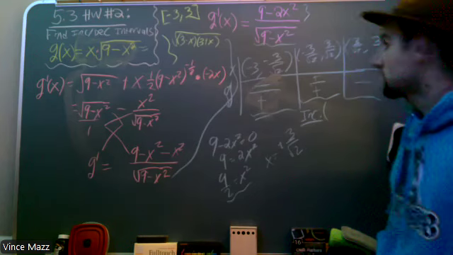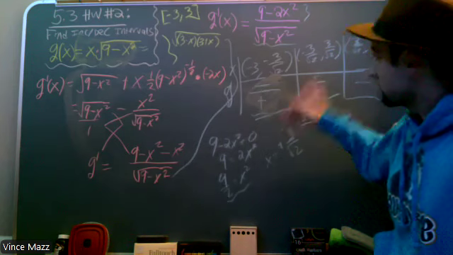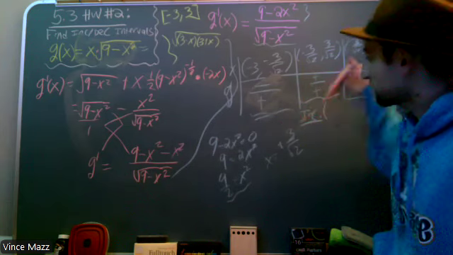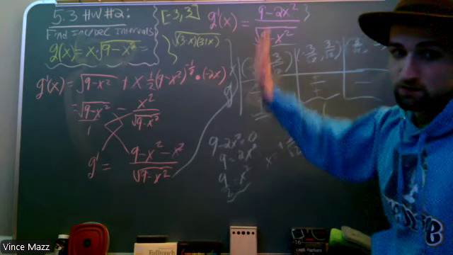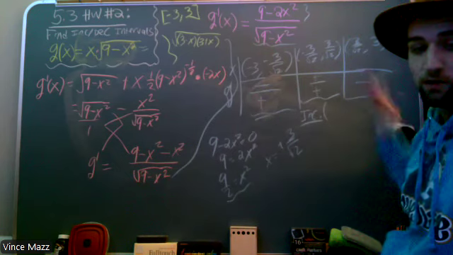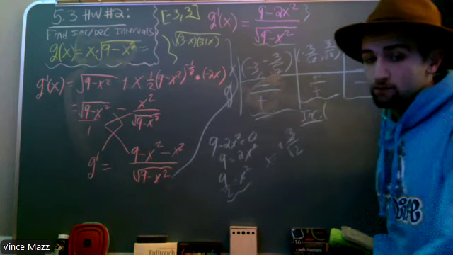In addition, you also know that since you're going from a negative derivative to a positive, at x equals negative 3 over root 2, you're going from decreasing to increasing. So you have a local min right here. Then you'll have increasing to decreasing, so you'll have a local max there.